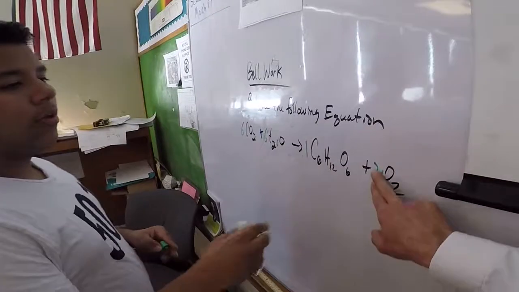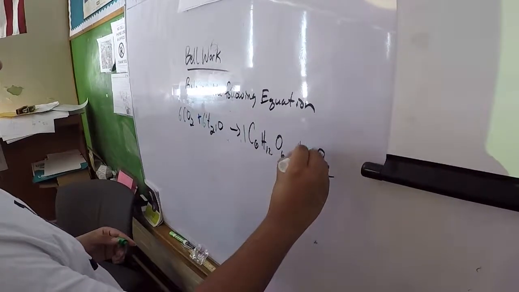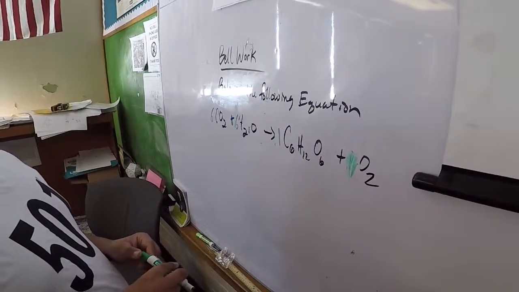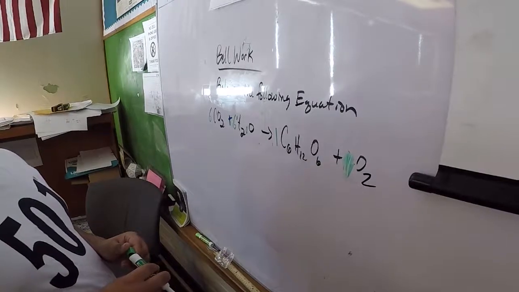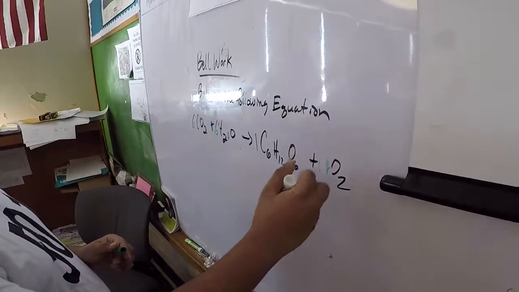No, that would be 24. No. What times 2 is going to give you 12? What times what? What times 2 will give you 12? 6. That's what I wrote the first time. There you go.